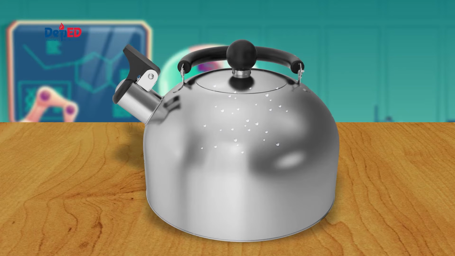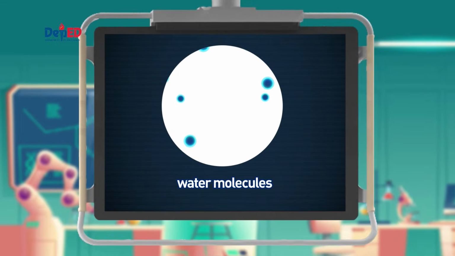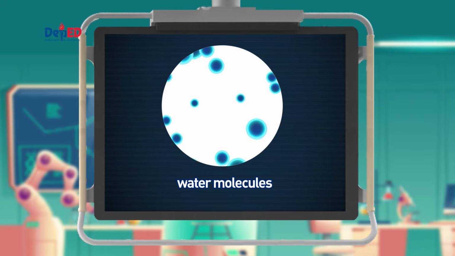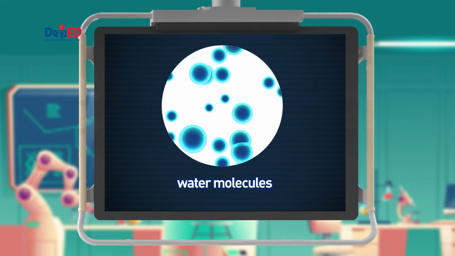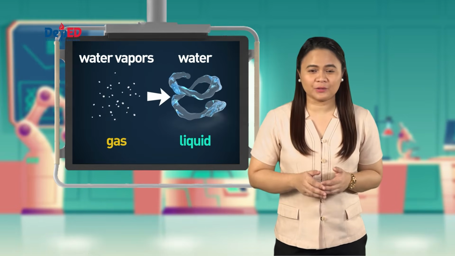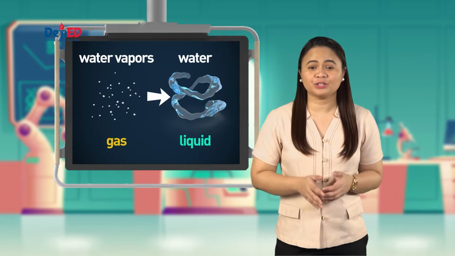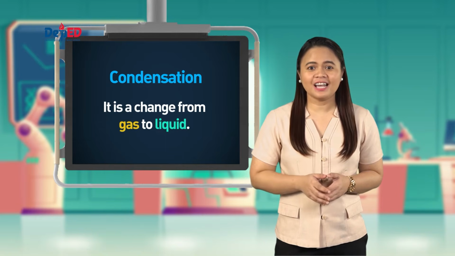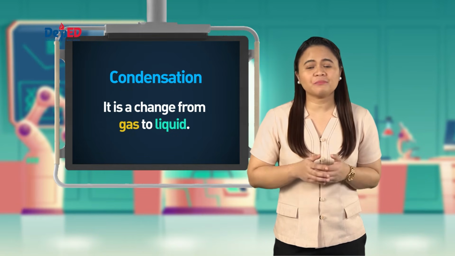Come with me, I will show you something. We can see water in the cover of the pot. The water vapor transferred its heat to the surface of the pot. As the water vapor cools, the water molecules move closer to one another and move around more slowly. Thus, the water vapor turned into liquid water. When water vapor turns into liquid water, this process is called condensation. Again, condensation is a change from gas to liquid.